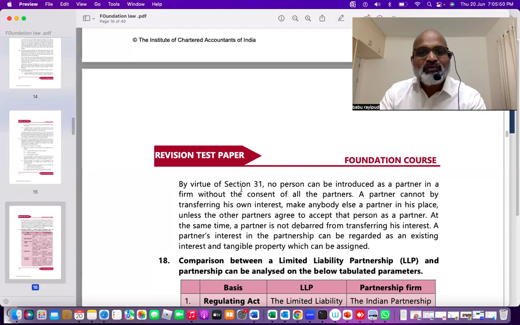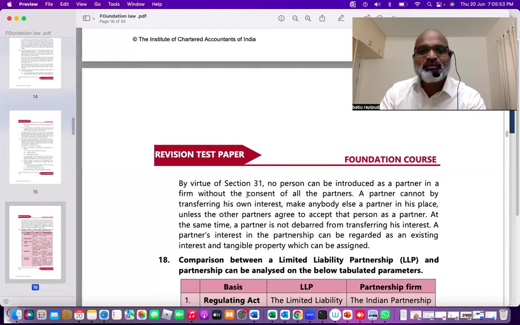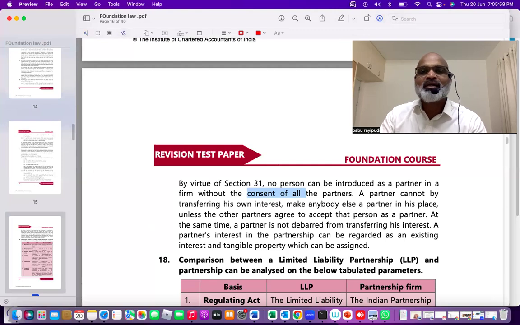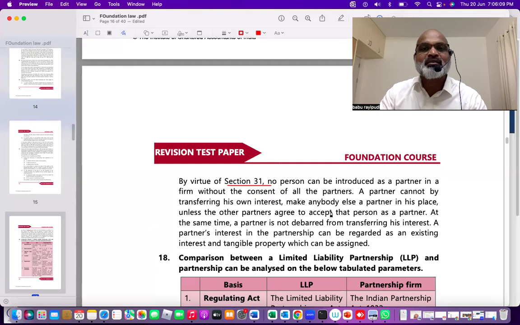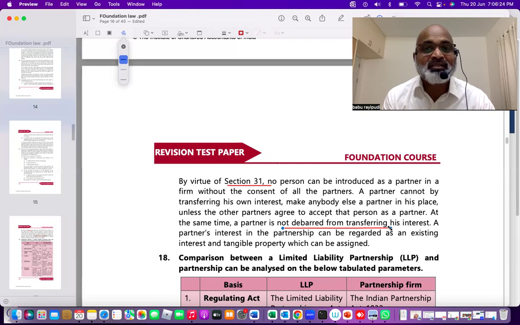And next paragraph: by virtue of section 31, no person can be introduced as a partner without the consent of all. Indirectly, it says that if you want to become a sub partner, you cannot. That means the existing partner cannot transfer. So section 29 and section 31 are connected here. A partner cannot, by transferring interest, make anybody else a partner. You can't just transfer your interest and make an outsider a partner unless the consent of existing partners is given. And it also says at the same time, a partner is not debarred from transferring. Section 31 doesn't prohibit him from transferring the interest, he can transfer, but only with the consent of all the partners.